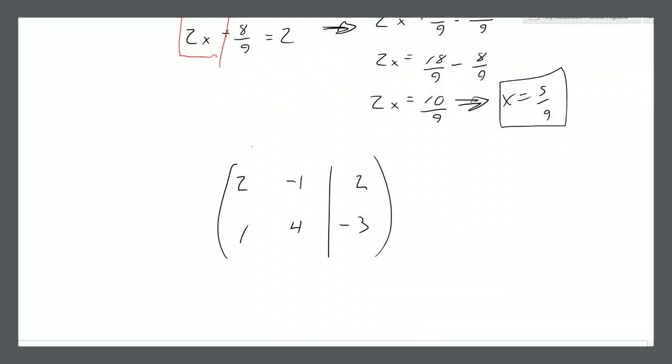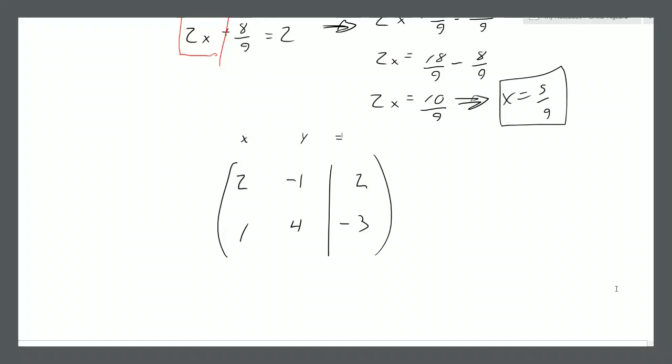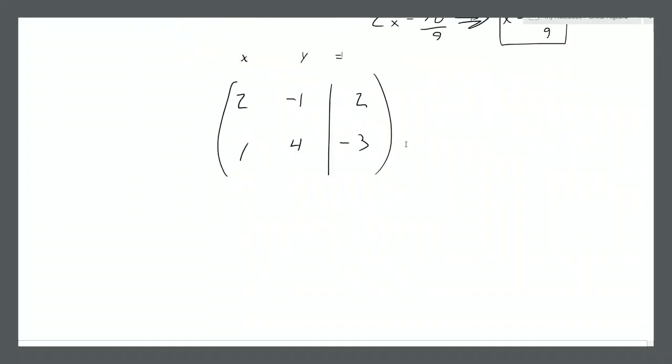Okay? And we know in our heads that this column is the x's, and this column is the y's, and this is what it equals to. Okay, so that bar there, that just means what it equals to, right? So this is 2x minus y equals 2, and 1x plus 4y equals negative 3. And then we can do the same things that we did before, but it's less writing, it looks cleaner.